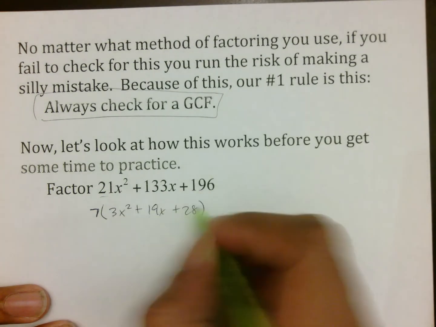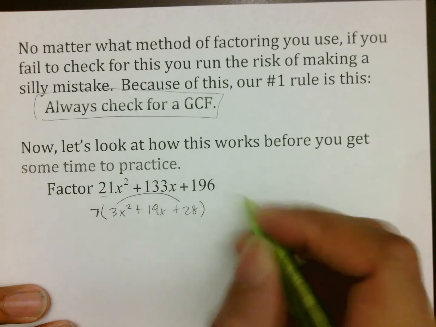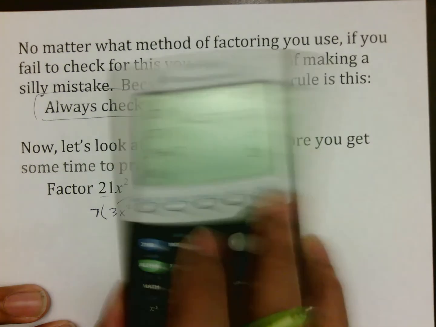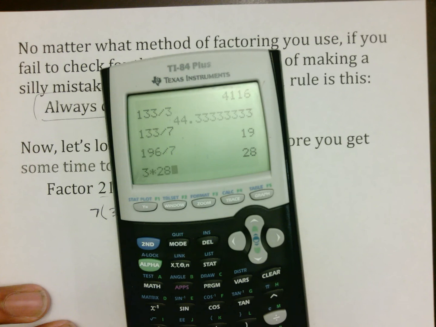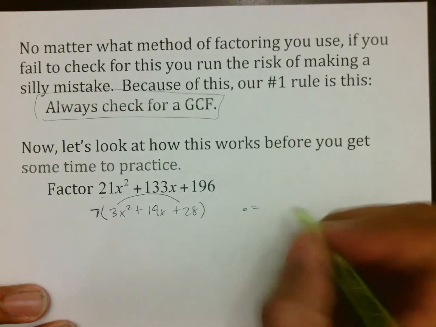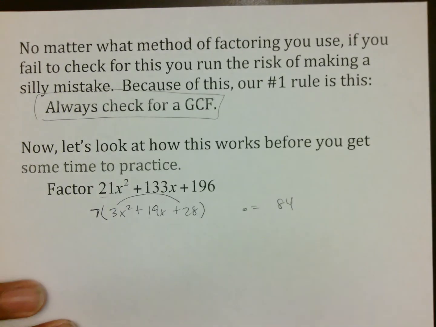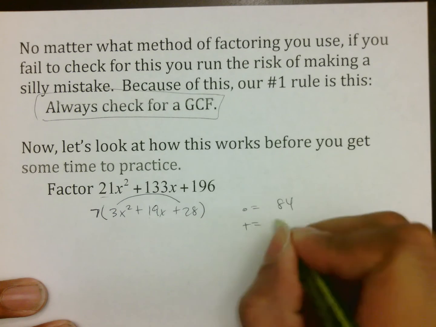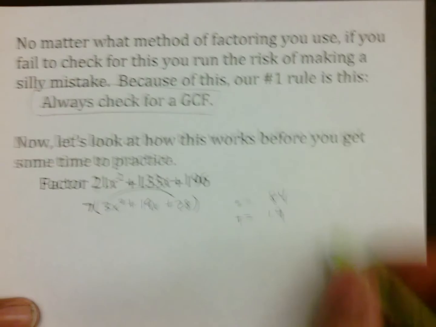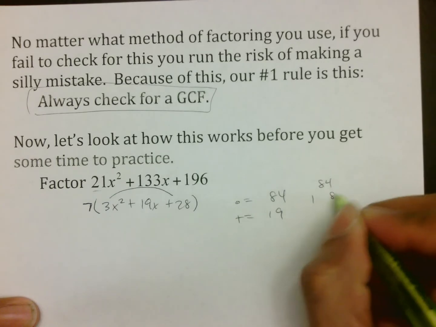And now I am simply factoring this part. So I'm looking now for numbers that multiply to be whatever 3 times 28 is, which is 84. And yes, it's a big number, but it's not nearly as big as what it was, and adds to be 19. So I go and make my tree for 84.